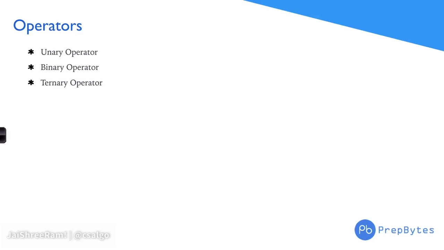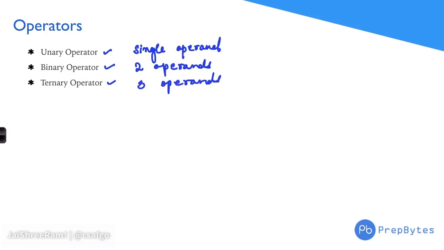Now we have three kinds of operators: unary operator, binary operator, and ternary operator. Basically, a unary operator is something that works on a single operand. Binary works on two operands, and ternary works on three operands. An example of unary is the postfix, or you can say increment operator. Increment is again post and pre, we'll talk about it. Then we have the decrement operator, and then we also have a negation operator.